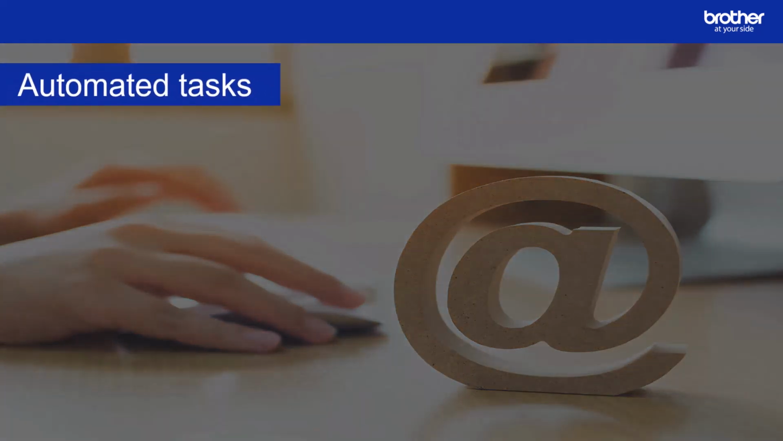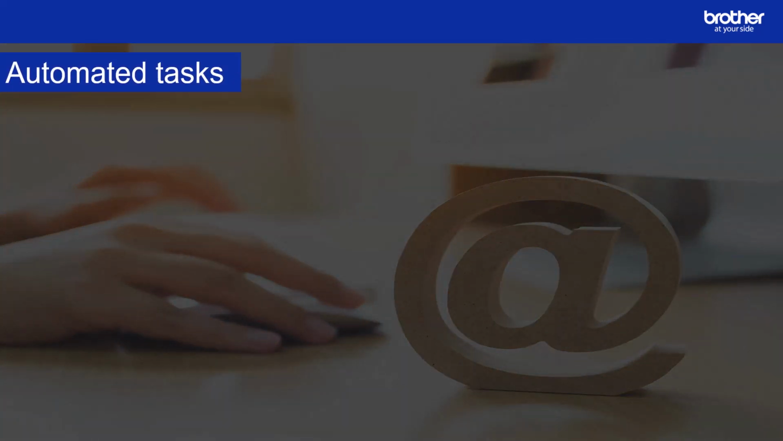The automated tasks are as follows. Device log. Device log generates a log which includes information such as page count, device status, supply information. It sends the device log via an email or saves the log to a file in a specific destination folder according to the schedule that you set.